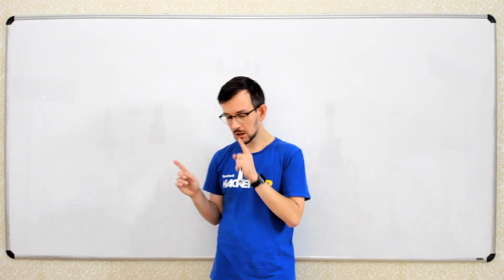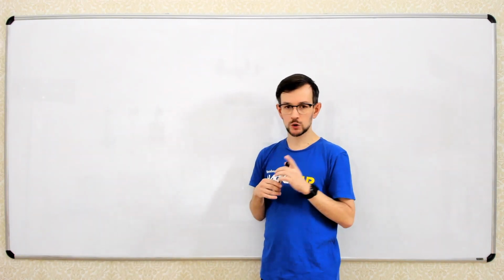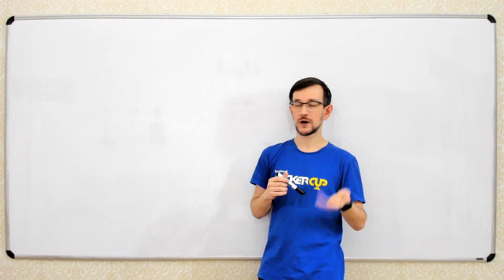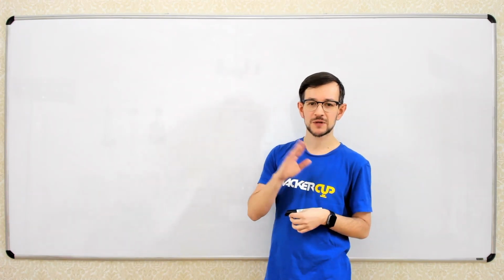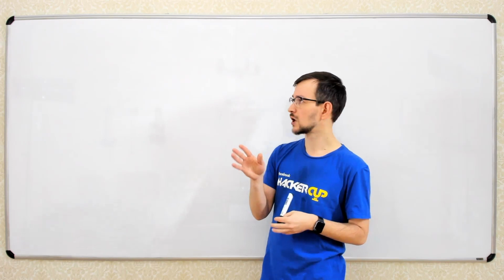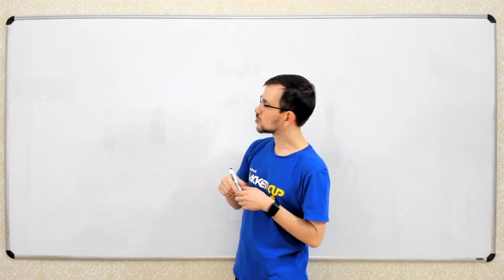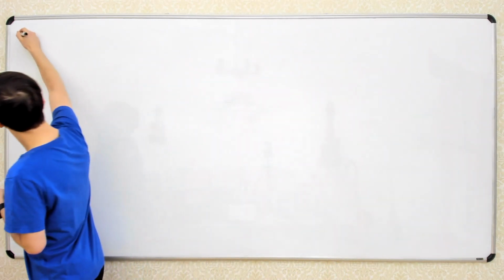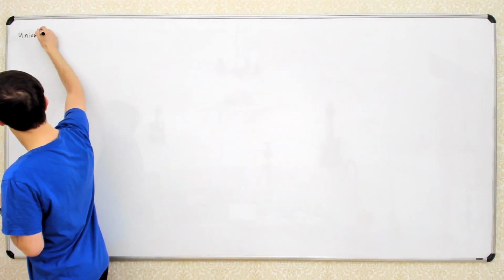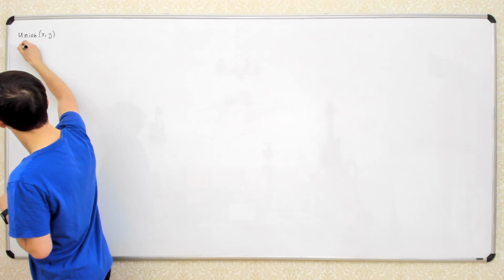Cool. So what are we talking about today? Today we talk about the union-find data structure. In competitive programming it's sometimes called the disjoint set union. So what is the data structure? You have two operations: union(x, y), and find.